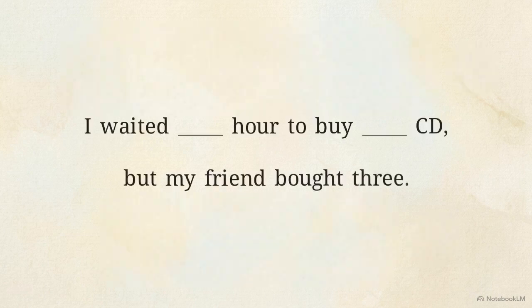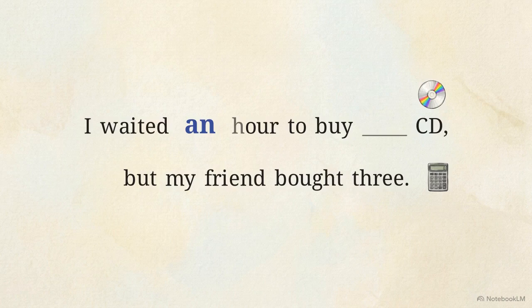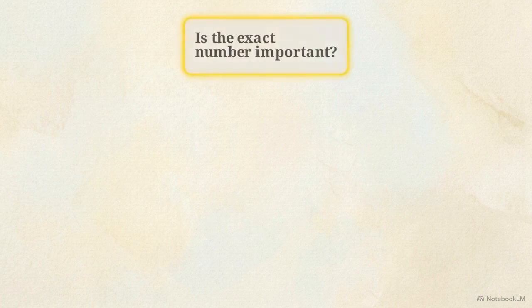Now try this sentence, looking for both numerical emphasis and phonetic sounds. Because of the silent letter in hour, the first blank is an. Here, the speaker is emphasizing they bought a single CD compared to their friends' 3, so the correct word is one.